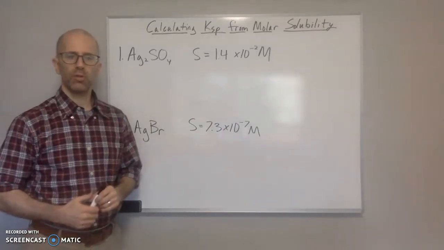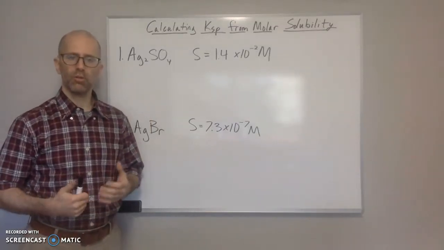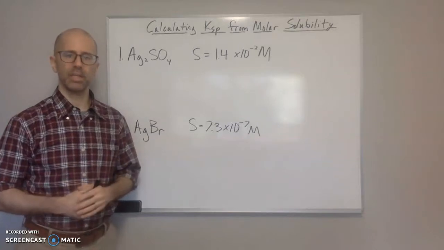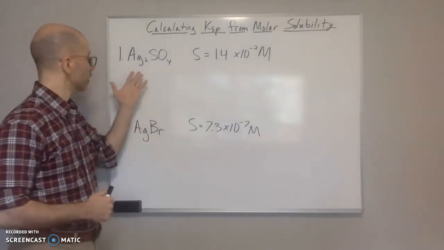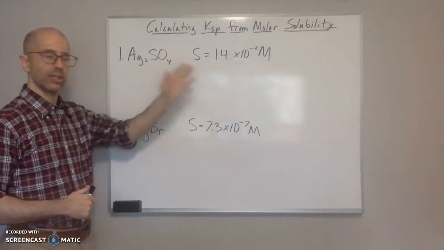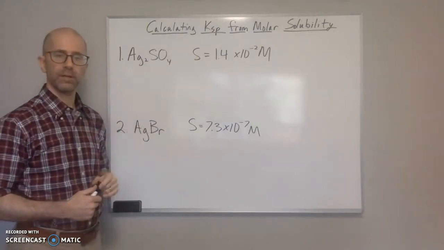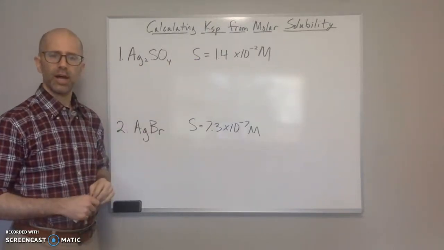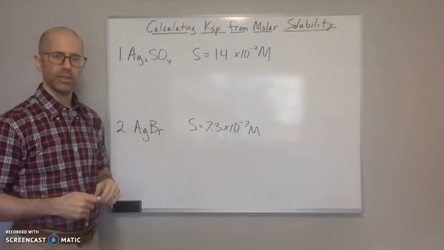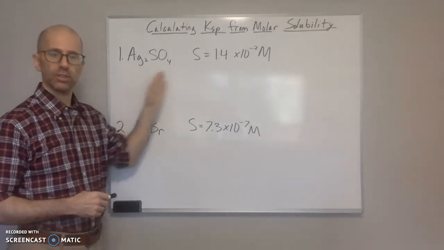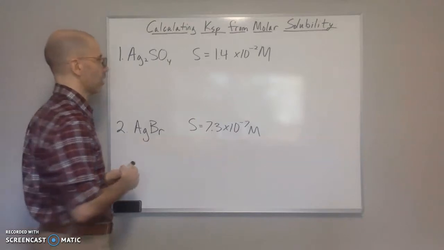My name is Mr. Koval, and in this video I'm going to go over how to calculate the Ksp from molar solubility. So the first thing you're given is the salt and its molar solubility, and now you have to figure out how to get Ksp. The first thing you need to do is write out your balanced equation of the salt dissolving in water.